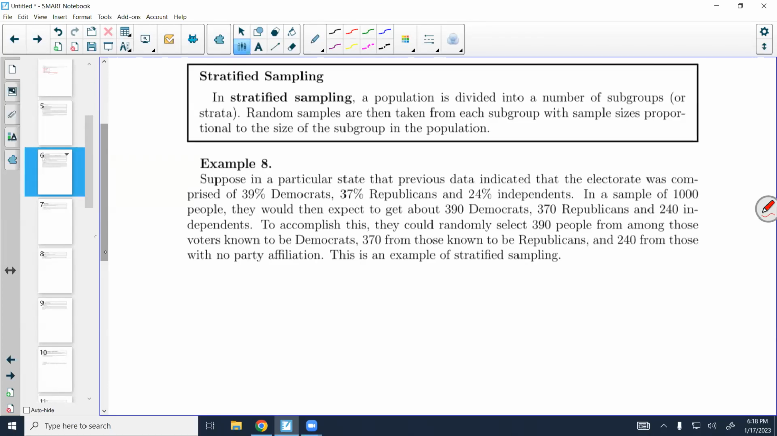To accomplish this, they could randomly select 390 people from those voters known to be Democrats. So they're randomly selecting them once they've determined they're all Democrats. 370 that are known to be Republicans, and 240 with no party affiliation. This is stratified sampling. The strata in this case is Democrat, Republican, Independent. 39% are Democrats, so I need 39% of my 1,000 to be Democrat. So I take 390 out of the 1,000, or of the Democrats, and so forth. That makes sense?